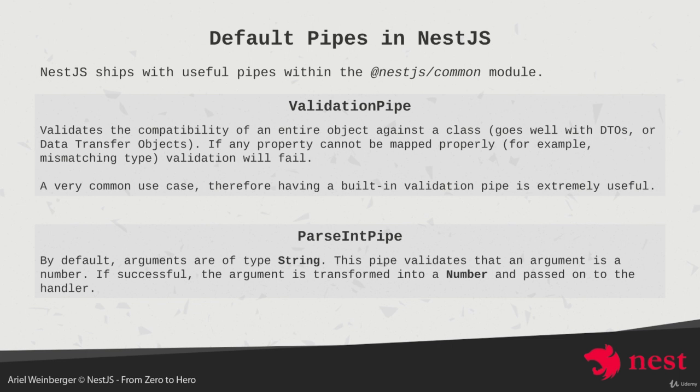The parseInt pipe, for example, ensures that certain arguments are integers. So by default, arguments are of type string. Even if you pass a number, it's going to be a string. This pipe validates that an argument is a number, and if it is, it's actually going to transform it into an actual JavaScript number type. So it saves you some time and also validates for you.